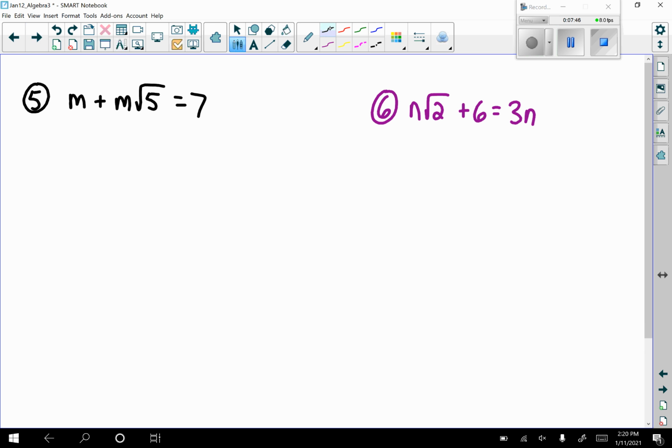Copy down number 5. All right, so if you notice, we do have 2 m terms. They're both on the same side. So unlike the last problem, we don't have to move anything. But I can't combine them.